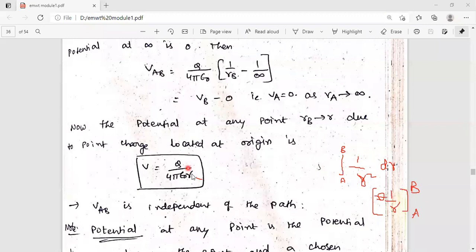Okay, so that point B is a distance R units. B can be any point. You take any point in that region, the electrostatic field region. Okay, and that point is a distance R units from the origin.